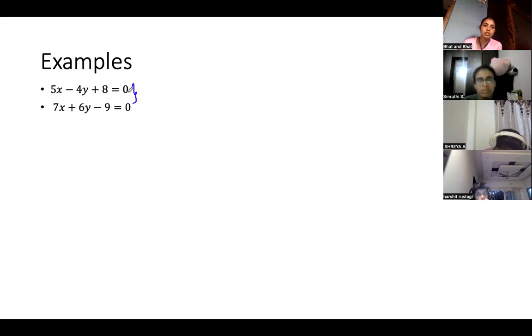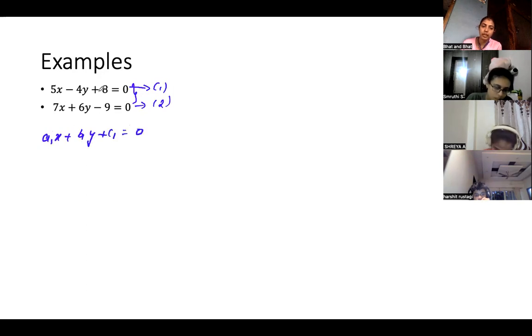So these are the two given equations. Now let us take this as equation 1 and this as equation 2. Equation 1 is compared with a1x plus b1y plus c1 is equal to 0, and equation 2 should be compared with a2x plus b2y plus c2 is equal to 0. We have to compare them.